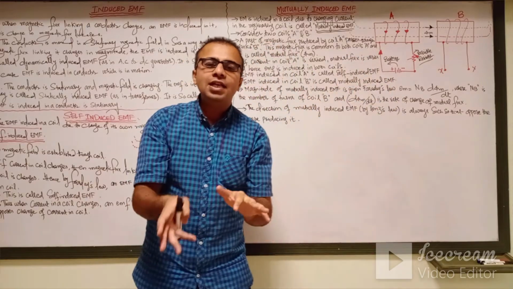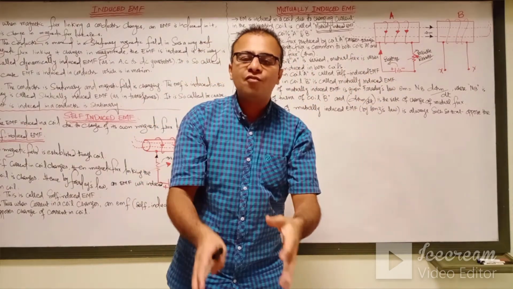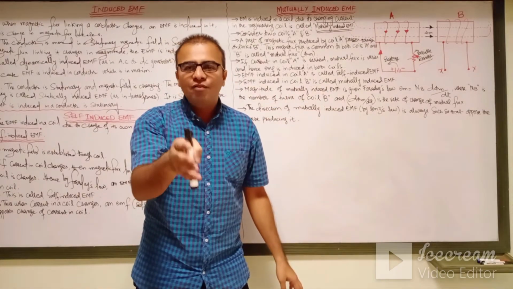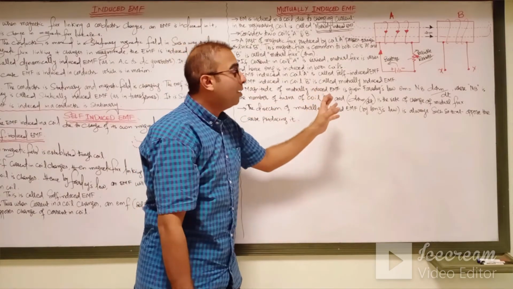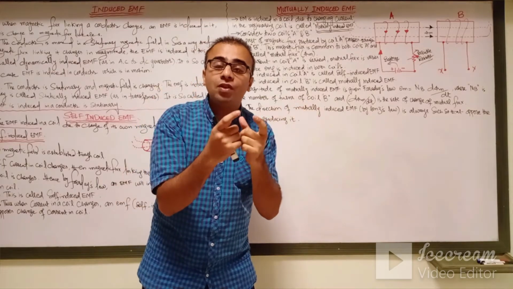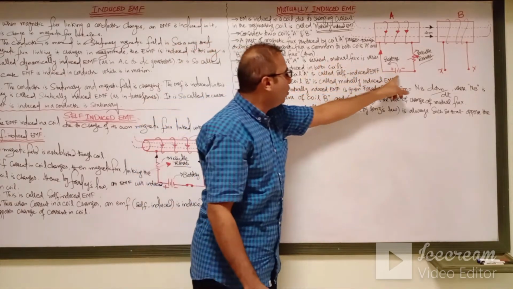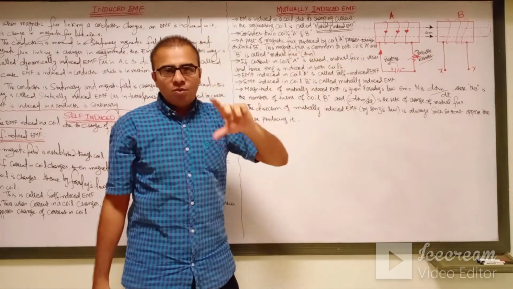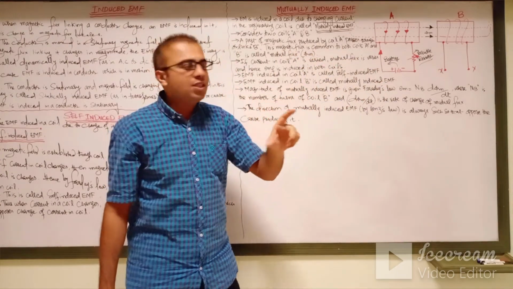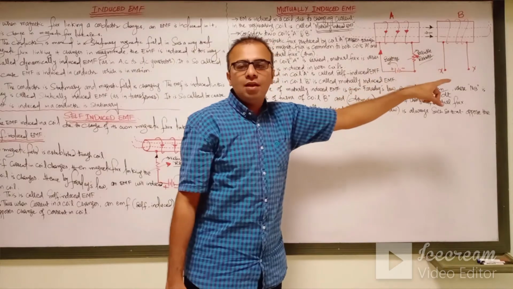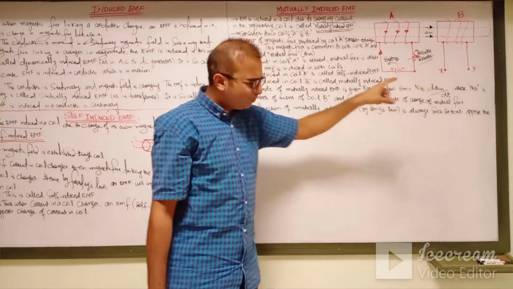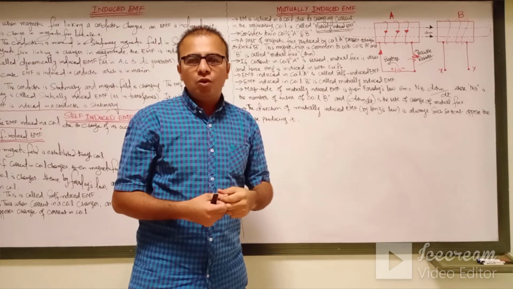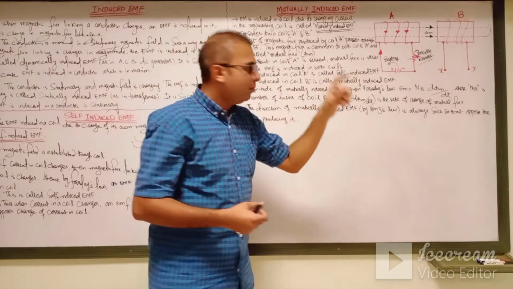EMF induced in coil A is called self-induced EMF, because you are increasing or decreasing the amount of magnetic flux within coil A. And with the magnetic coupling between the two coils, if you are increasing or decreasing the current within coil A, because both coils are magnetically coupled to each other, there will be a change in coil B, and that is called the mutually induced EMF produced in coil B.